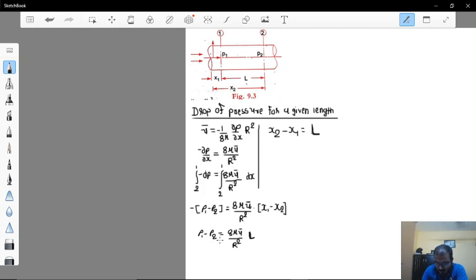And now instead of R we can put D upon 2. That is, we can put instead of R square is equal to D square upon 4. So finally we will be getting P1 minus P2 is equal to 32 mu U bar L upon D square.